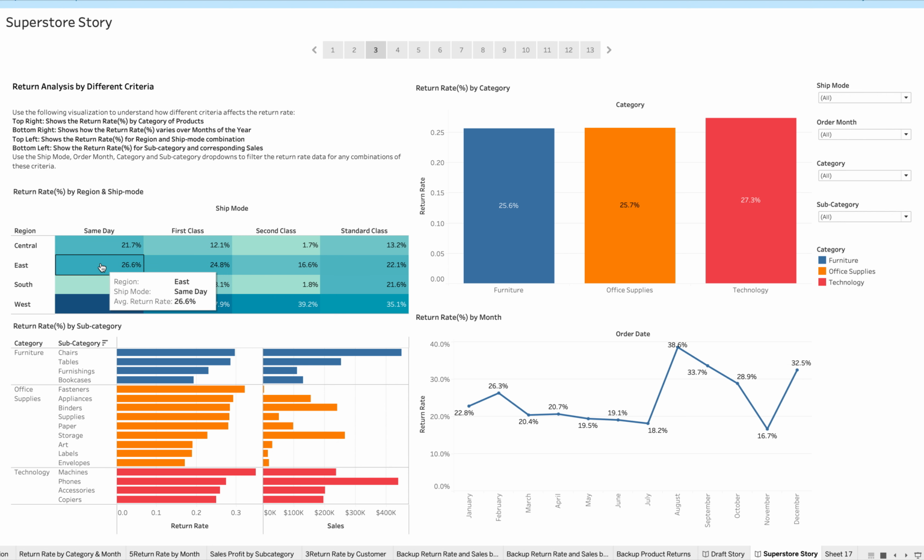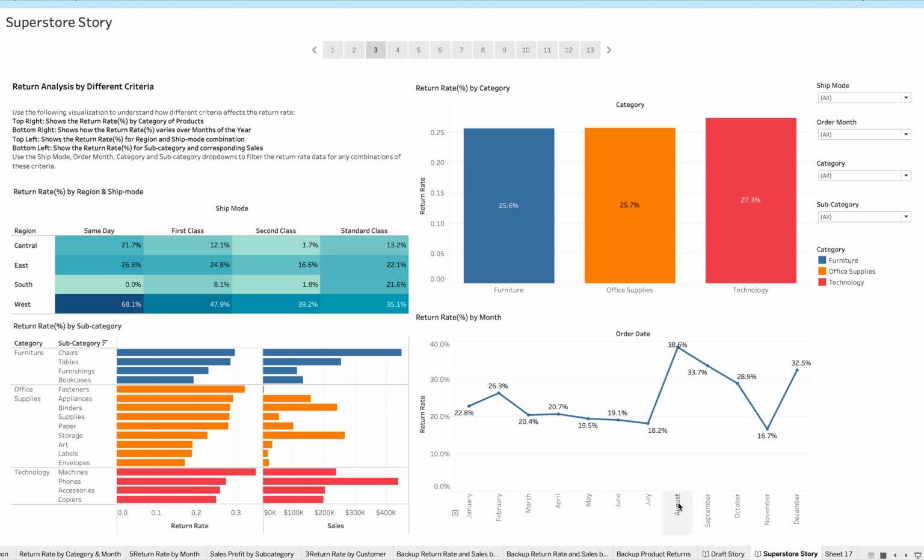For this chart, what we can see is that the Western region has a pretty high rate of returns, as well as same day delivery, except for the South region. In terms of categories, all three categories have a similar rate of returns. Technology is the highest, but they are almost the same across all three categories. And in terms of subcategories, fasteners and machines have higher rates of returns, whereas fasteners have lower sales value as well. And in terms of month, the return rates vary.